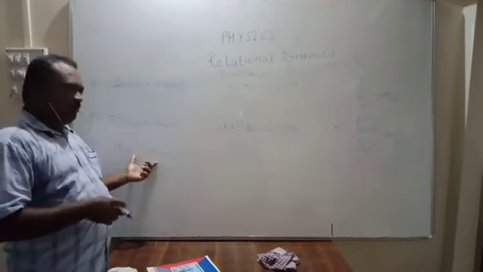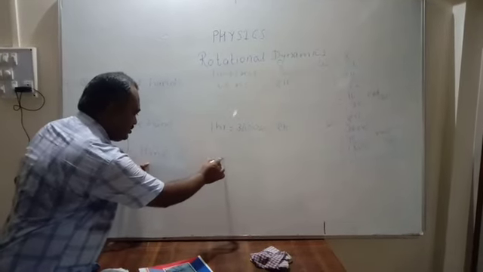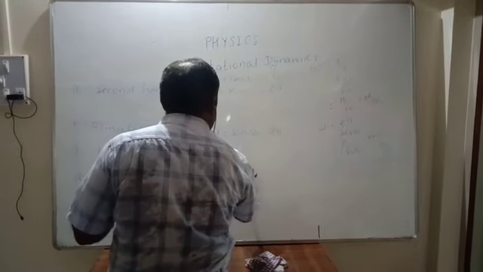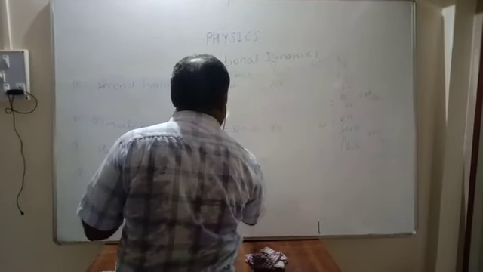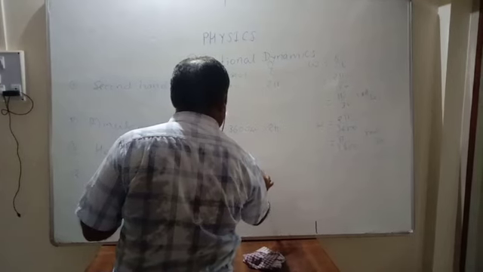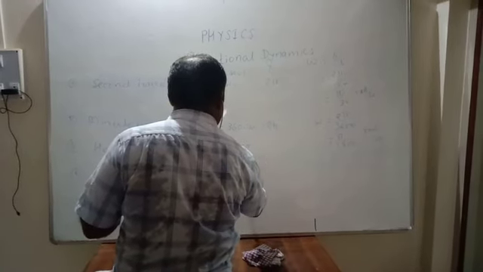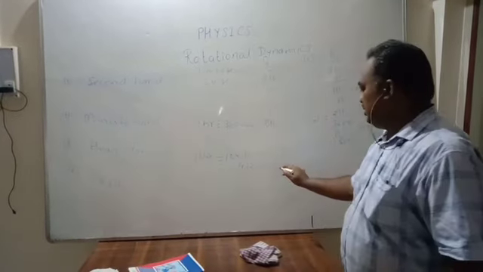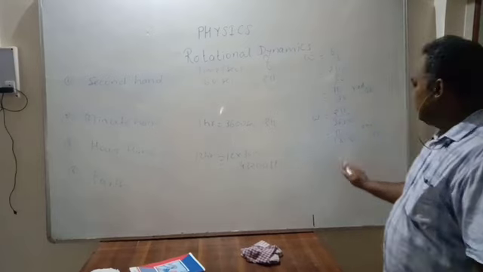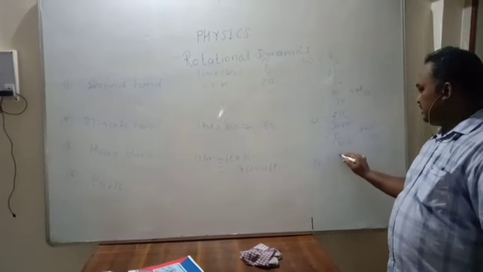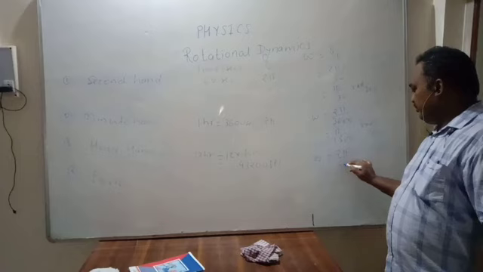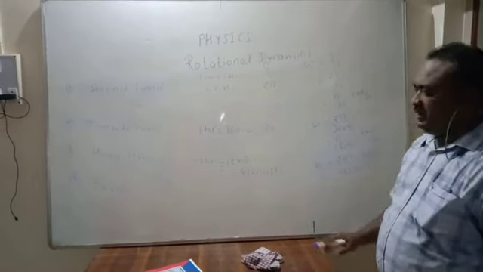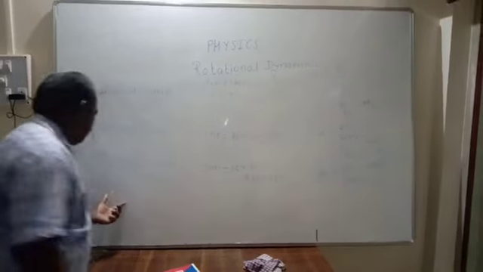Then the hour hand. The hour hand completes one rotation in 12 hours. 12 hours equal 12 into 3600 seconds, which is equal to 43200 seconds. So the angular velocity comes as 2 pi divided by 43200 radian per second.